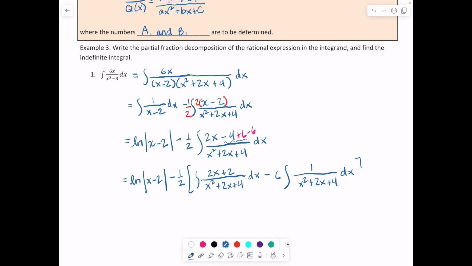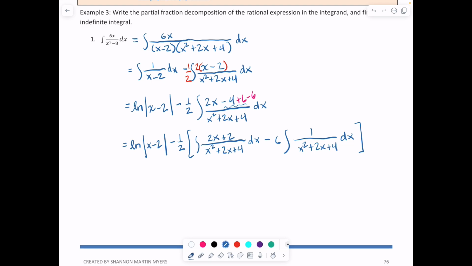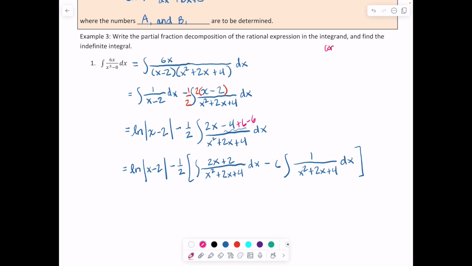Now for the first one, I've got it going on. I can complete that one. For the second one, I need to complete the square for it, right? So to complete the square, this is a great problem. It combines so many techniques.